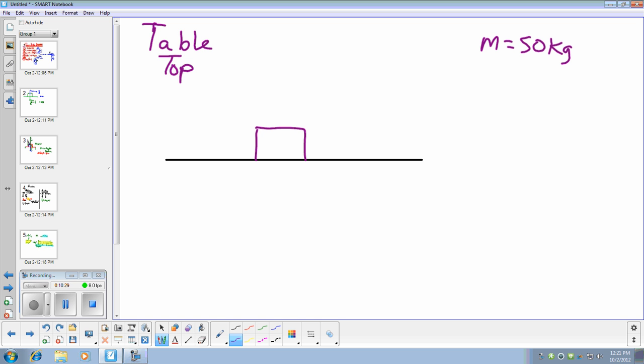Let's also say that we have no friction in this problem. Let's say this is a frictionless environment. So we have no friction in this first example. And let's say that the force applied is equal to 20 newtons.